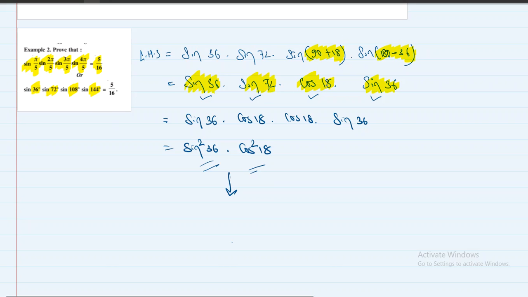So sin of 90 plus 18 is cos 18, right? Sin of 180 minus 36 is sin 36. So we have sin 72 and cos 18. They both are nothing but cos 18, right? So sin 36 into sin 36, sin square 36, multiplied by cos 18 into cos 18, cos square 18. You can put the values of sin 36 and cos 18 directly, square them, multiply them and get the answer equal to 5 by 16. Please pause the video and do it now.